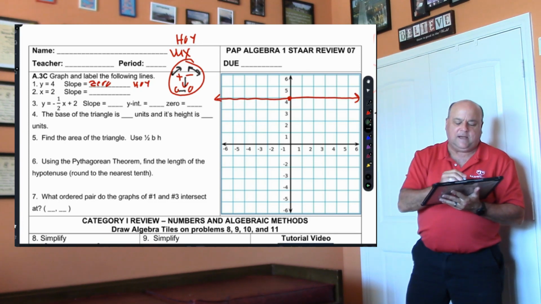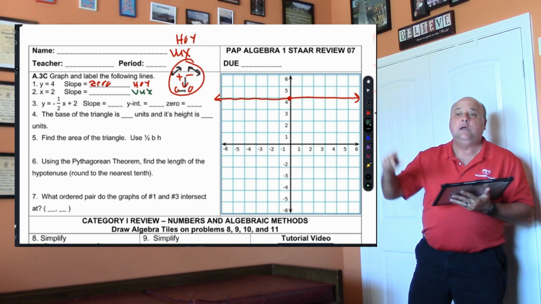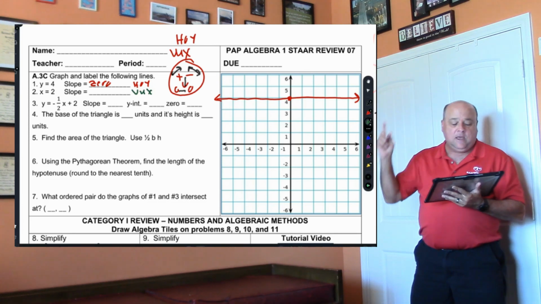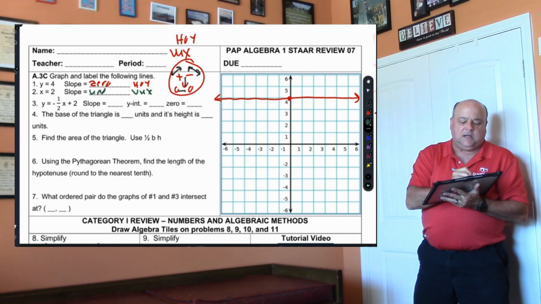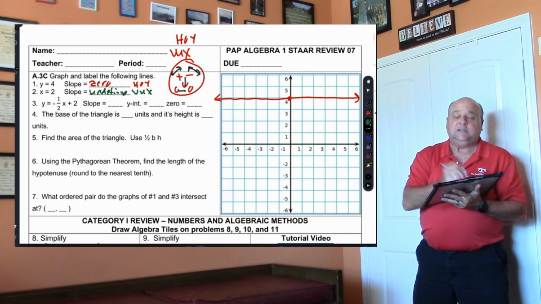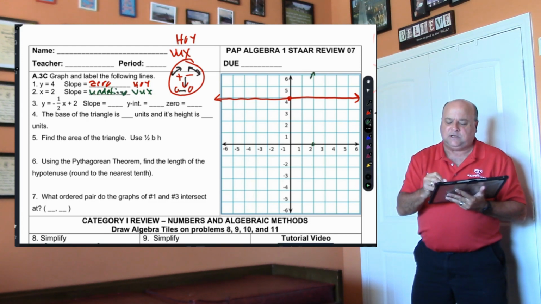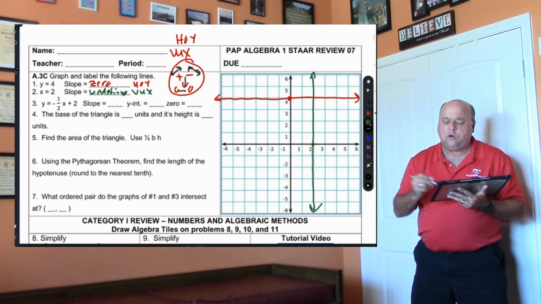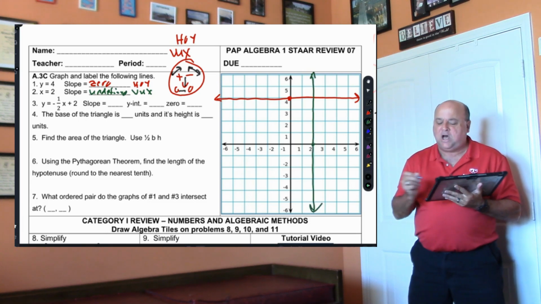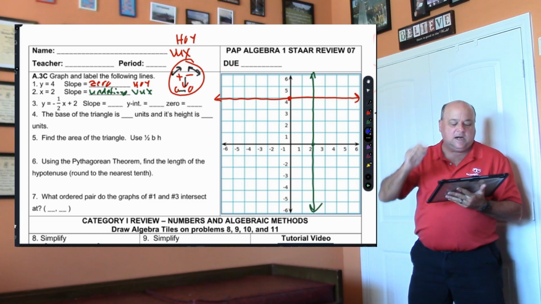Going to number 2, we have X equal. That's going to be a Vux because it's X equal, right? So our slope is going to be undefined. It's going to be a vertical line because we're using Vux, and it's going to go through the X-axis at 2. F-U-N, fun.